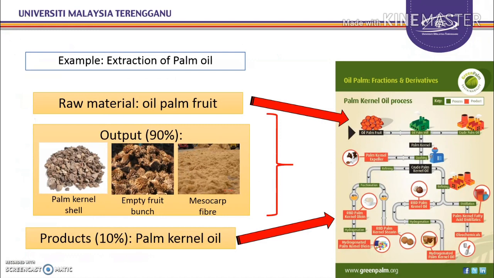This is an example of one manufacturing process, which is the extraction of palm oil. As we know, I have shown this figure to you in a previous class. In producing palm oil, the raw material that we use is oil palm fruit, and about 90% of the output becomes waste, and the product only makes up 10%, which is palm kernel oil. From this example, how we want to implement the cleaner production concept will be elaborated further in this lecture.